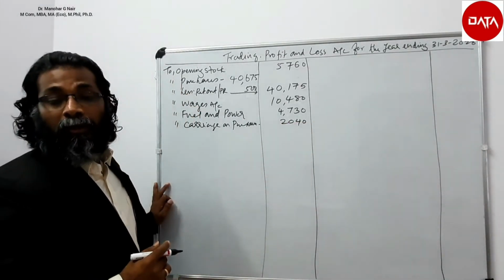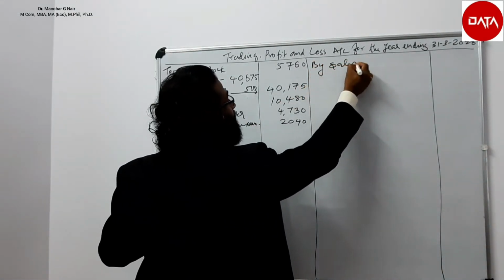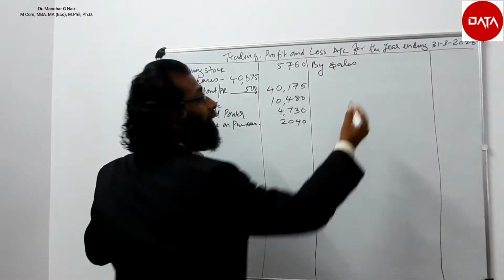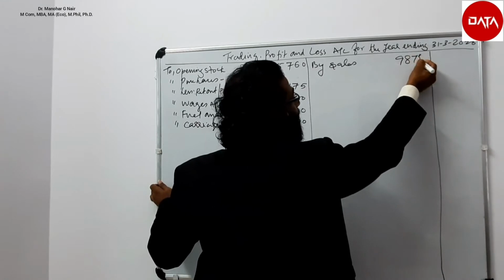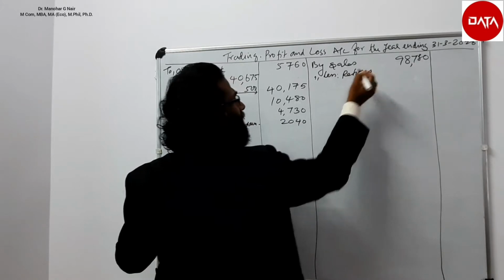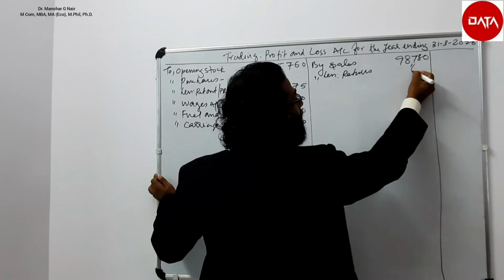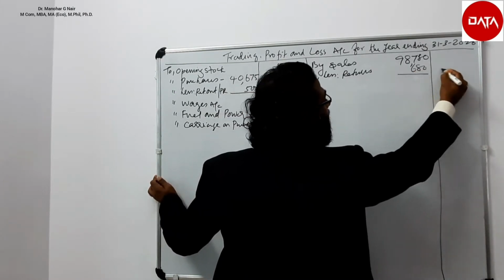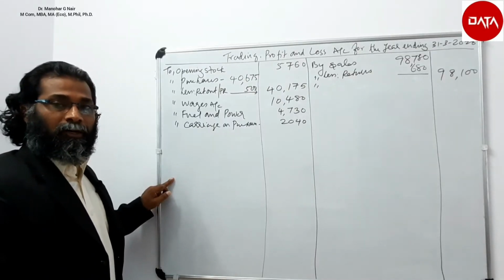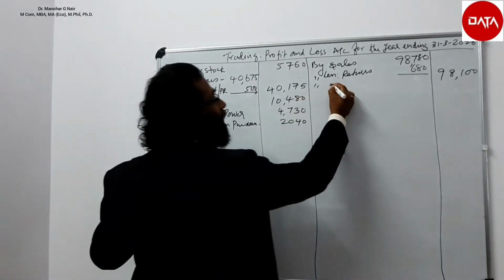Then stock, we have already taken. We have to take sales, by sales. Sales will appear on the credit side of the trading account and the value is 98,780. Less sales return. See whether return inwards is there. Yes, 680. So it is 98,100 in the outer column. Now you take the closing stock given outside the trial balance, that is to the extent of 6,800, by closing stock.